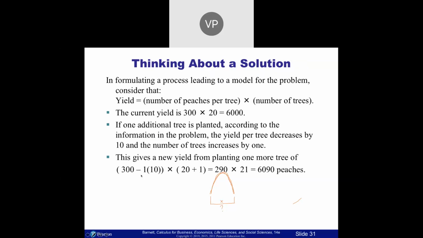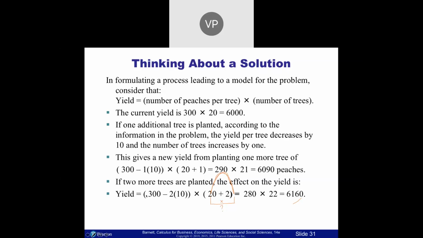So look what happens for one extra tree. It's going to go from 300 down 10, but you're going to get an extra tree here. So you're gaining one, you're losing on the other. 290 times 21, we get 6,090. So notice, it has gone up. But as you start doing this more and more, you're going to see what's going to happen. Now we get 300 minus 20 because we got 2 extra trees, so 280 times 22, and all of a sudden we're at 6,190.